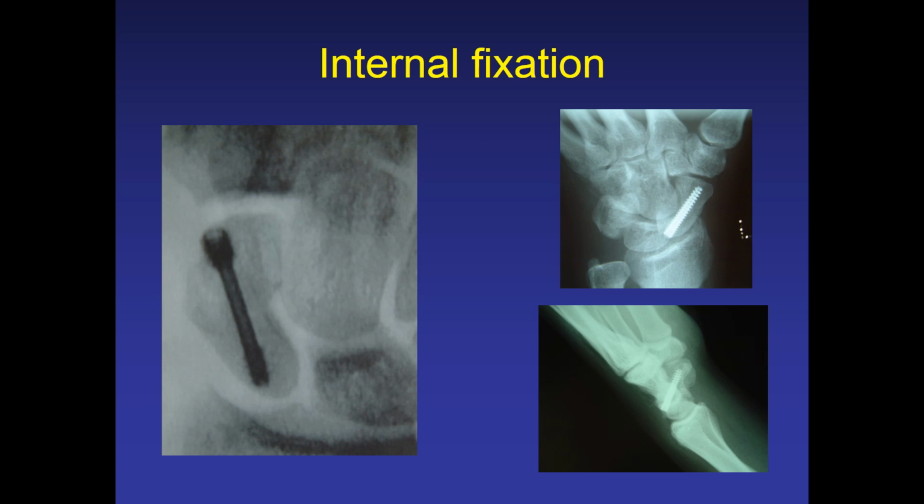So some examples. The important thing is to have your screw going down the middle of the scaphoid in both your AP and your lateral view. Must be middle. You want to get 2 millimeters from the proximal side and 2 millimeters from the distal side.